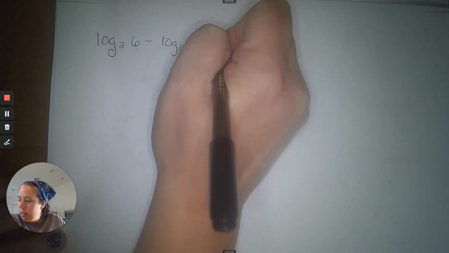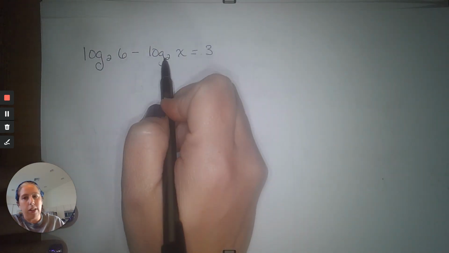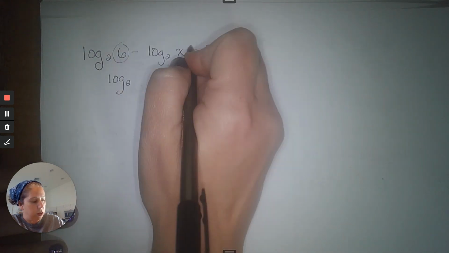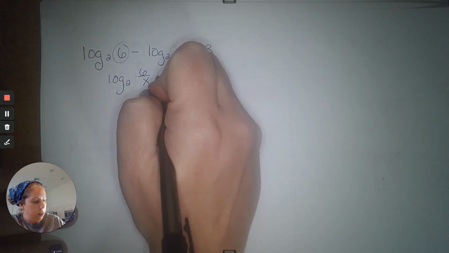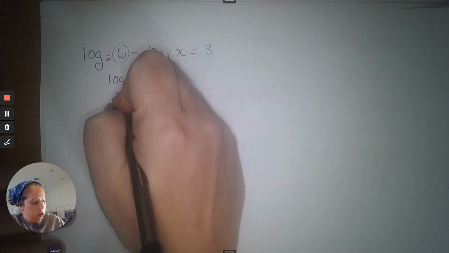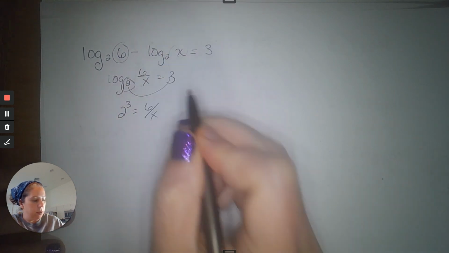Okay, you're going to leave them in fraction form, so make sure we know how to do that. All right, so let's do the next one. Let's do a subtraction one. So log base 2 of 6 minus log base 2 of x equals 3. Okay, so we got to get 1 log on each side, so that's a minus, right? So write it as a single log, so log base 2, so 6 over x equals 3, right? Now change it to an exponent, so 2 to the third equals 6 over x.